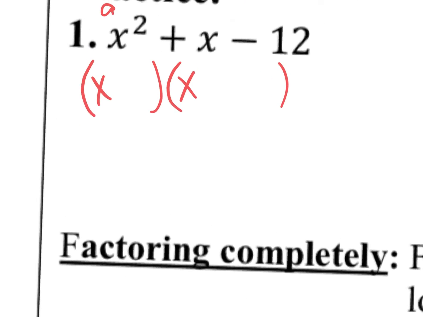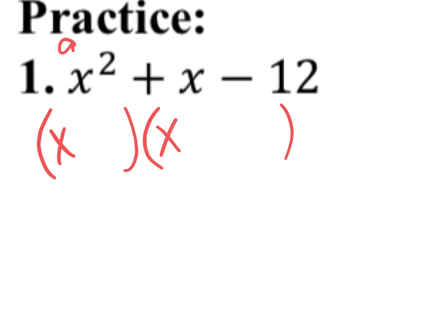So down here, I want to think what times what is my c value, negative 12, that if I combine together is my b value, positive 1. Let's make a list. What times what is negative 12? Let's start with the number 1. And actually, since it's negative 12, let's start with negative 1. Negative 1 times 12 will give me a negative 12.